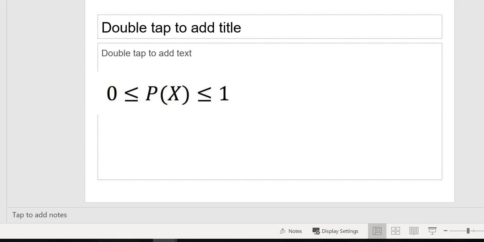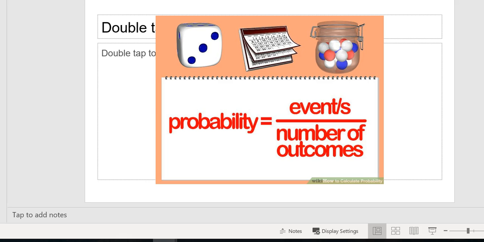That means probability of event X. You hopefully have seen probability before, but probability is simply just events over number of outcomes. So it's how many events are we looking for over the number of outcomes.